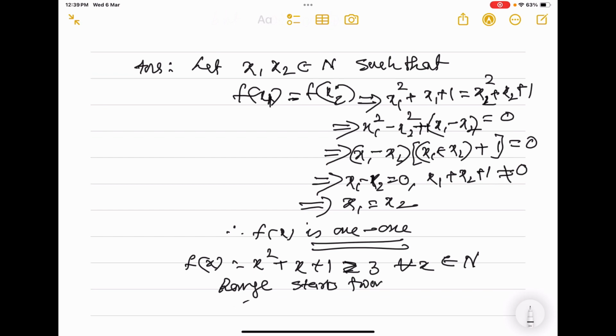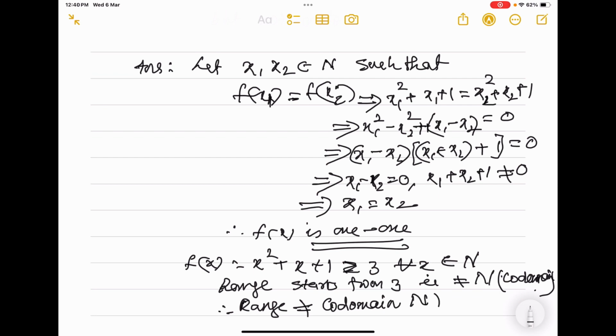Range starts from 3. That is not equal to N, codomain. Therefore, range is not equal to codomain.